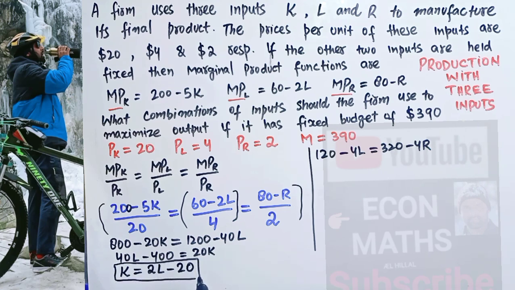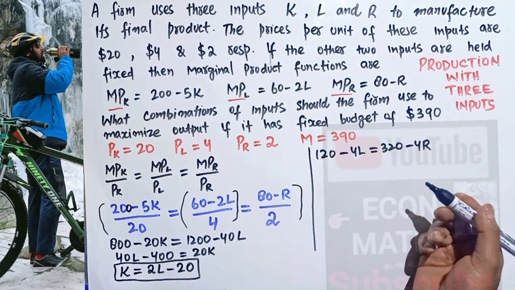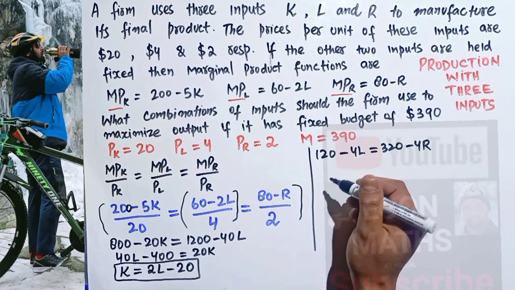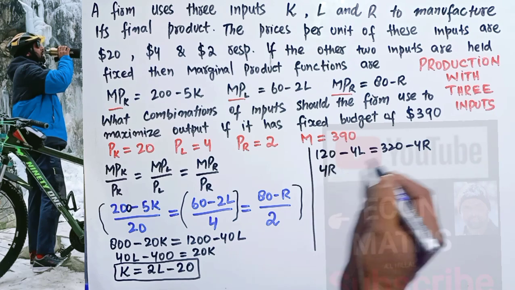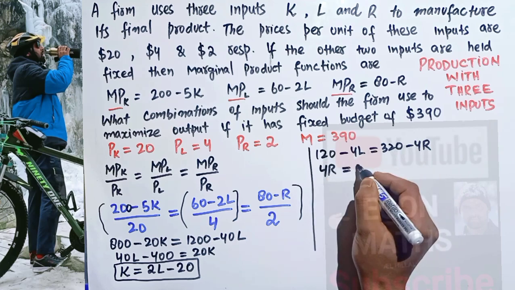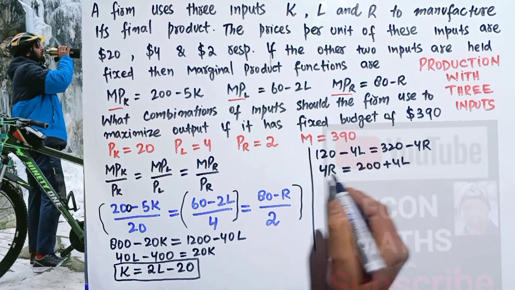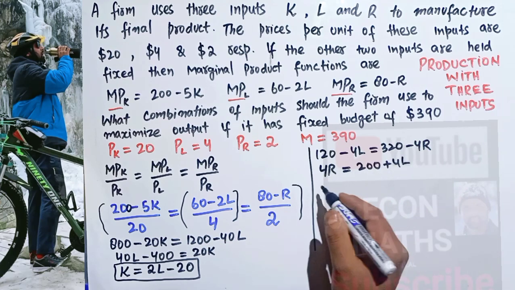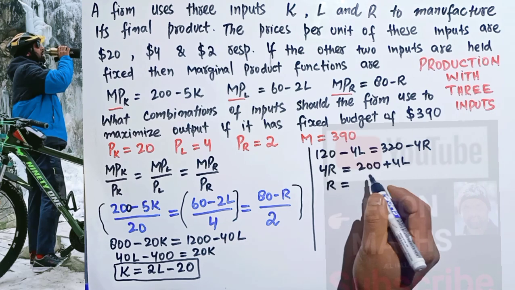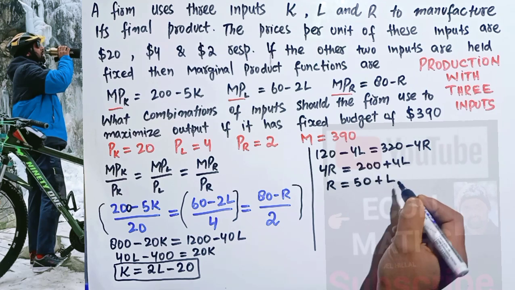We have solved K as a function of labor, and here we will solve R as a function of labor. Okay, so solving it, 4R will be equal to, if I transpose it here, it will become positive, 320 minus 120, it comes out to be 200. Transposing, it will become 4L, so 4R equals 200 plus 4L, and we can divide both sides by 4, so we will be left with R is equal to 50 plus L.